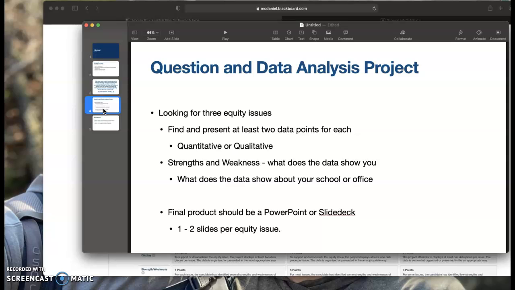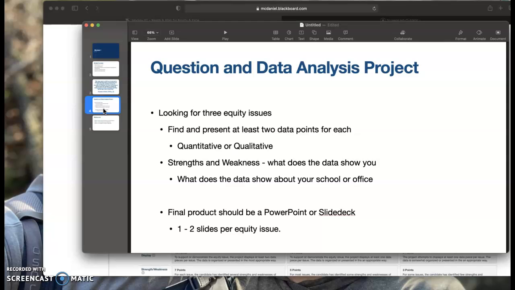Then also for each equity issue, look at the data that you have and look at the strengths and the weaknesses. What does the data say? What does it say about what is going well in your school or office or classroom? And where do you need to improve? That could be based on the practices going on, based on the culture going on in your school, and maybe one of the weaknesses is that you need more data on this topic.